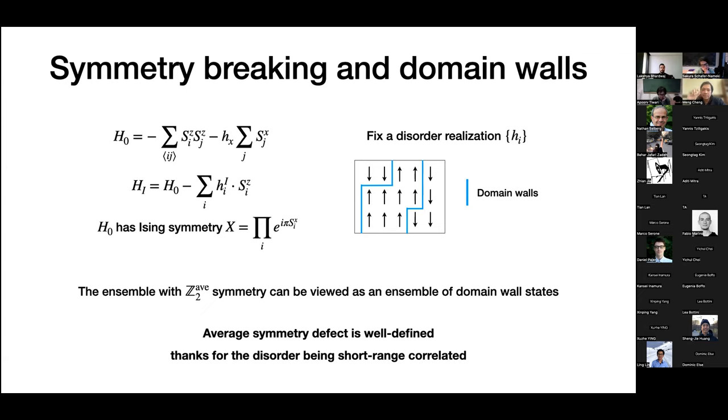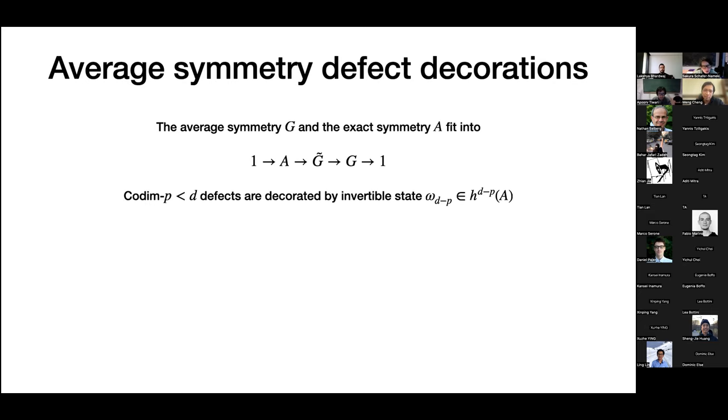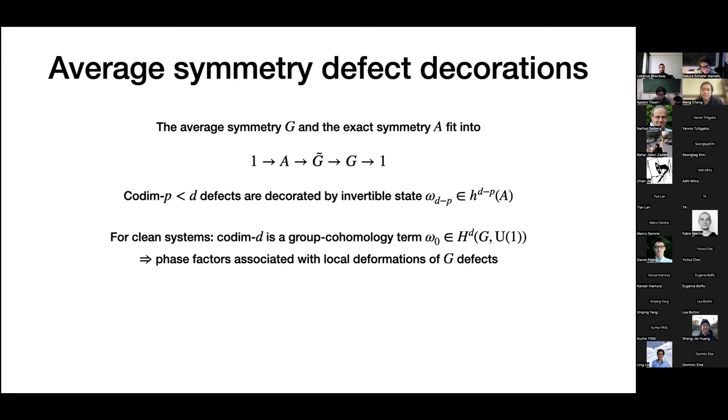Okay. This is first because the disorder potential is short-range correlated and the symmetry is preserved by the ensemble. So even though it's broken individually, in the ensemble we can still have a notion of defect for the entire ensemble. And when we have defects, we can talk about decorations of defects to classify the SPTs. And then the story kind of just follows. So we can have different decorations on different co-dimension defects, except one, that is the co-dimension D defect. Well, there's really no co-dimension D defect. It's just a phase factor when we make local deformations of G defect.